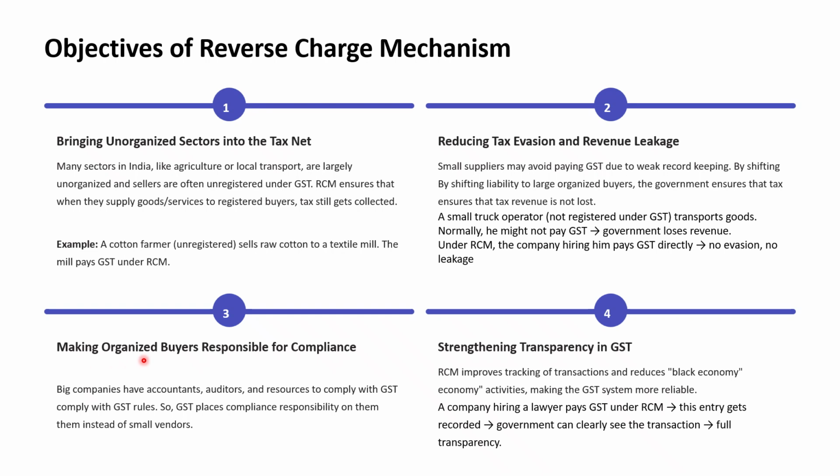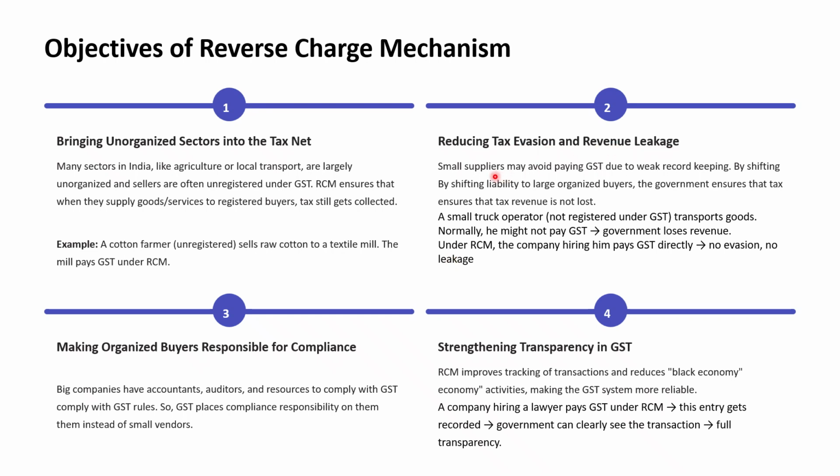Second is making the organized buyer responsible for compliance requirements. Because they are unorganized and small scale, they cannot meet all the compliance requirements, that is, to maintain accountants, auditors and resources to comply with the GST rules. The big organized sector can easily comply with all these requirements, so the responsibility has been shifted to the organized sector.